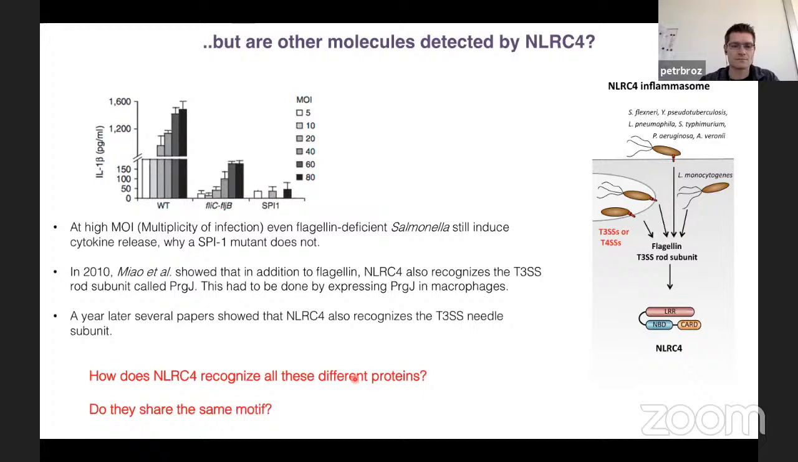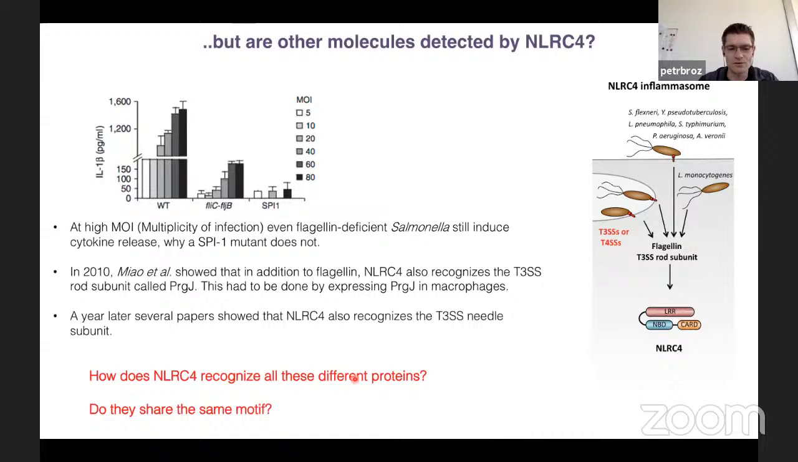So that raises, of course, a lot of questions. These were very nice data when published, but with every publication, you have more questions. This raised the question: how does NLRC4 recognize three different proteins, the flagellin protein, the needle protein, and the rod protein of these bacteria? Do these proteins all somehow have a shared motif?